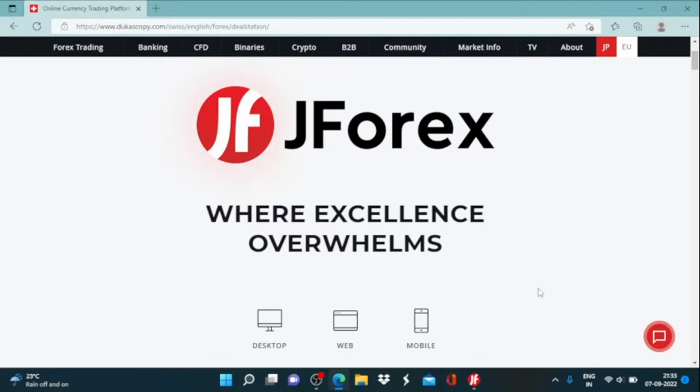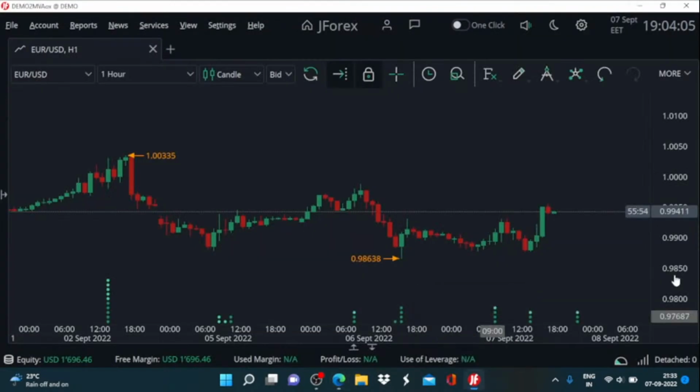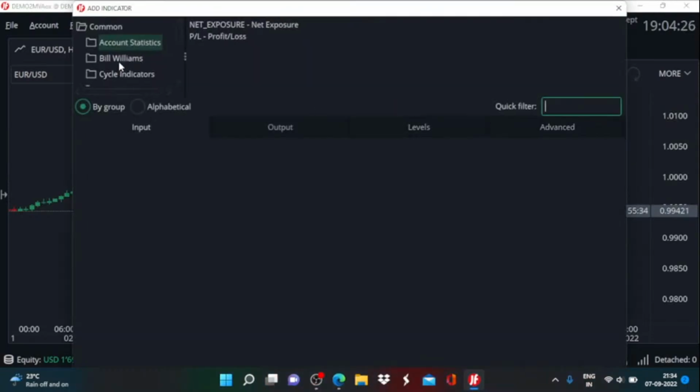So let us now head to the JForex 4 platform, which has been developed and designed by the Dukascopy Bank SA. This is the newly released trading platform from the bank. The chart is of the Euro USD with each candlestick being of the hourly time period. Here you will find this indicator listed amongst the momentum indicators, or else you can simply do a quick search and there it will appear.